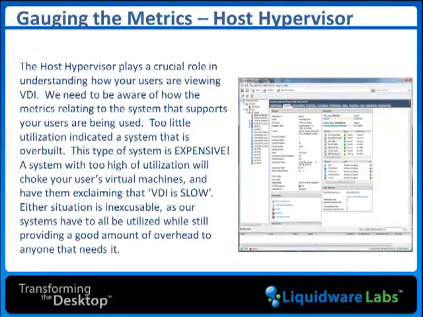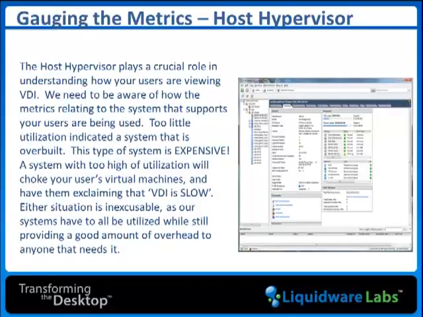And now we get to talk about the next of the five major pieces of user experience metrics, and that's going to be the host hypervisor. Now, the host hypervisor plays a crucial role in understanding how your users are viewing VDI. We need to be aware of how the metrics related to the system that supports your users are being used. If we use too little of this utilization, this is indicative of a system that is overbuilt. In other words, you've built too much server for your users to use. This type of system is incredibly expensive.